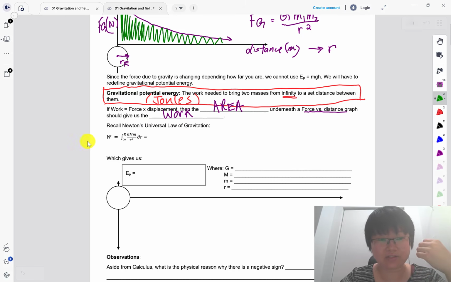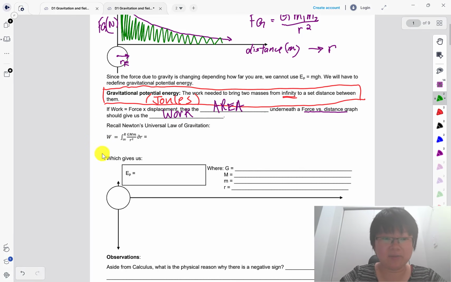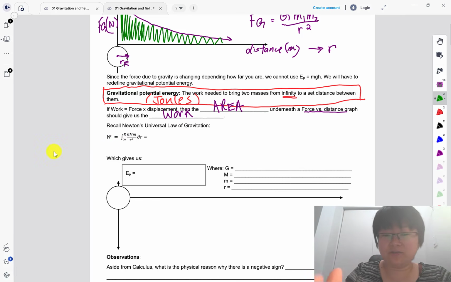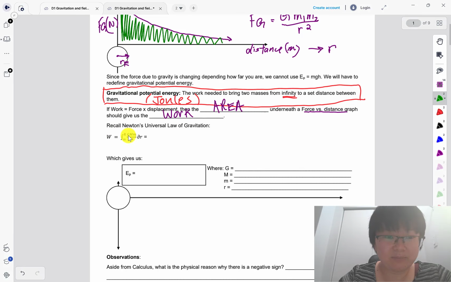This is to cut up all the graph into these small pieces, and then of course summing it all up and adding them all together. So the first step here is to find the antiderivative of big G, big M, small m over r squared. Do keep in mind that big M and small m represent two separate masses.